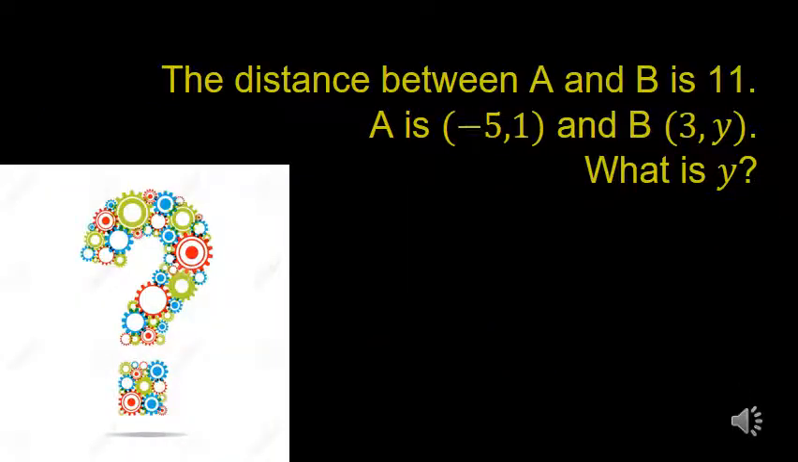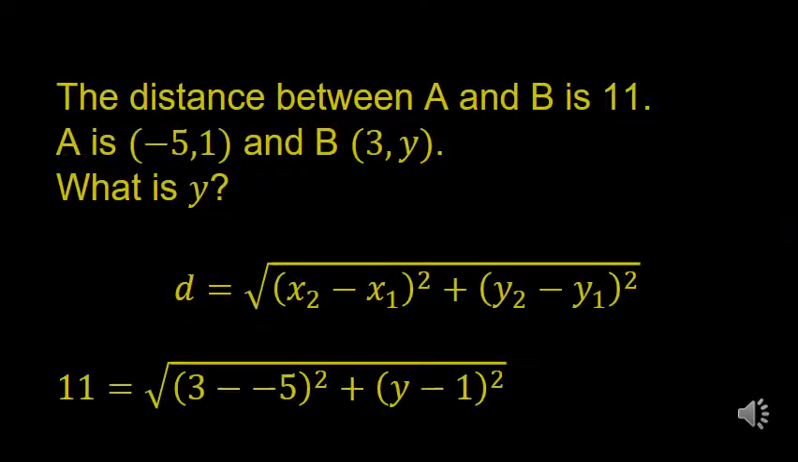So here's one last example that's kind of like the last one. What we're supposed to do is figure out y, but it tells us the distance between A and B is 11, A is (-5, 1), and B is (3, y). So we've got to take that information and see if we can find what y is. And again, the first step is plug things in where they belong in the formula. I know the distance is 11. I subtract my x's and square, and when I subtract the y's, it's just (y - 1) squared.